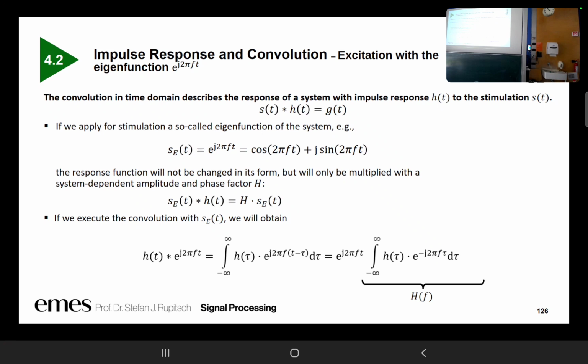To put this in a mathematical way, I have as input a sinusoidal wave or a cosine wave with a certain frequency. As an alternative, I can write it in a complex manner, an exponential function with the argument j2πft, because this function contains cosine signals and sine signals at this frequency.